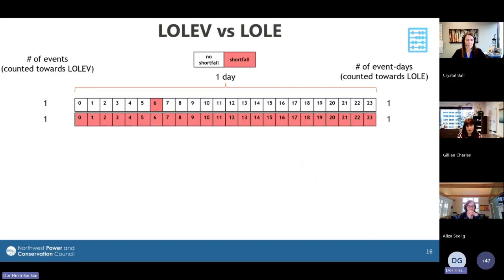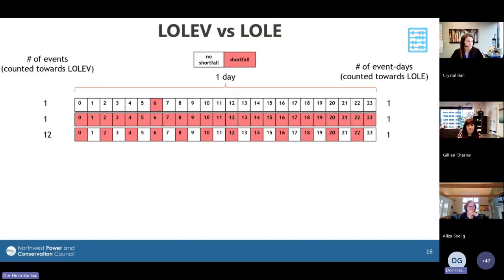Likewise, in this case, where the whole day had one long deficit, both of them would see it as one event. Things get trickier when there are multiple intra-day events. Now, the maximum number of events you can have, theoretically speaking, in a day is 12. Otherwise, you have to have non-sequential hours to have multiple events. And so you can see that loss of load events would measure this as 12 different events, whereas loss of load expectation would still see this as one event.